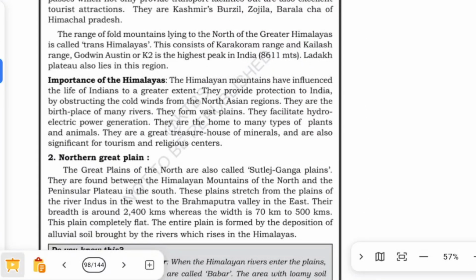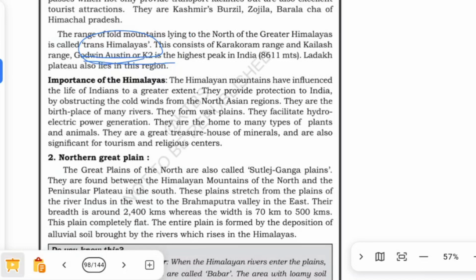The range of fold Himalaya lying to the north of the Great Himalaya is called the Trans Himalaya. The Himalaya is also called the fold mountains, because of the folding. Godwin Austen or K2: the same mountain is called by two names, Godwin Austen or K2. This is the second highest peak in the world, which is located in India.